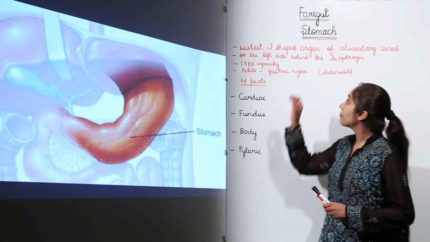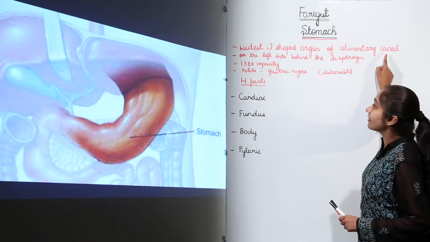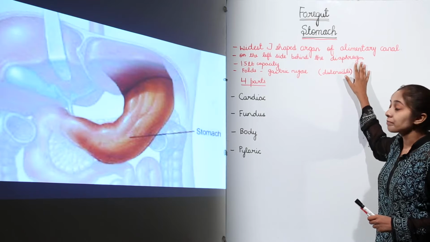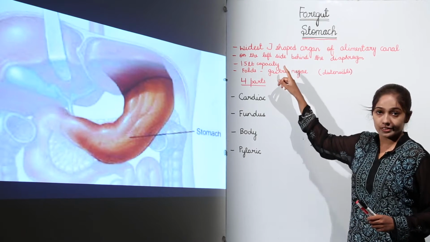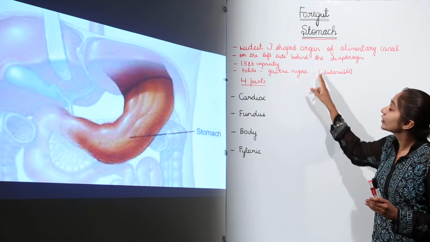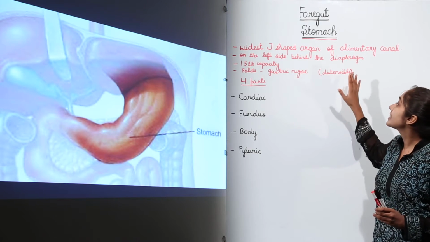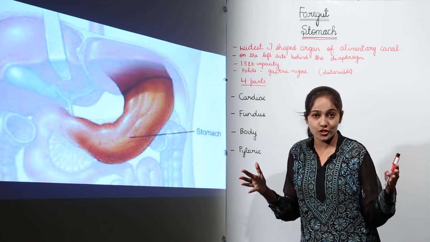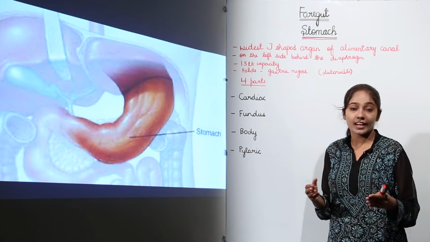Moving on to the stomach, that is the widest J-shaped organ of the alimentary canal. It is present on the left side behind the diaphragm. The capacity of the stomach is around 1.5 liters. There are folds on the stomach wall that are known as gastric rugae, which make the stomach distensible. Distensible means something that can be stretched. So, stomach is a J-shaped distensible organ that can be stretched.